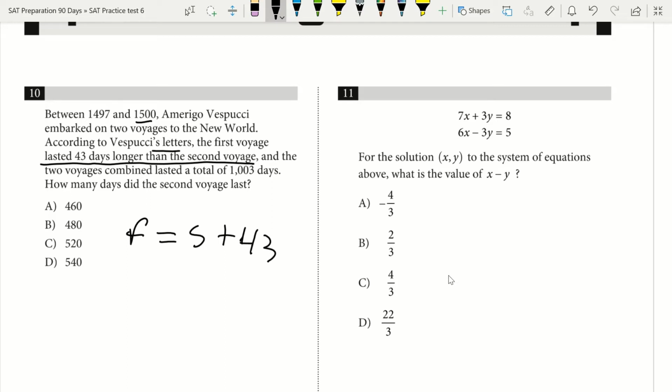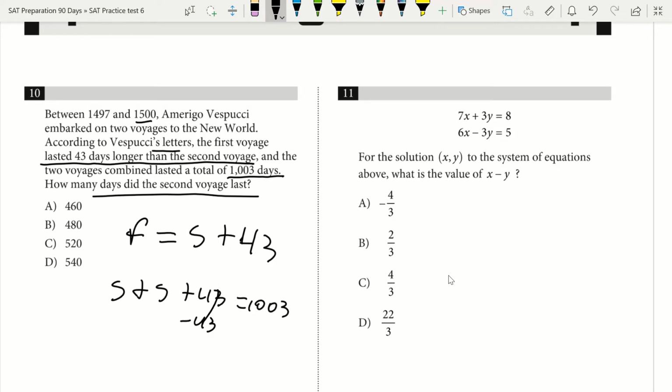Now we're told that the 2 voyages combined lasted a total of 1,003 days. How many days did the second voyage last? Well, the total is going to be the second plus the first. We know the first is S plus 43, so we can call that S plus S plus 43. We know that's got to equal 1,003.